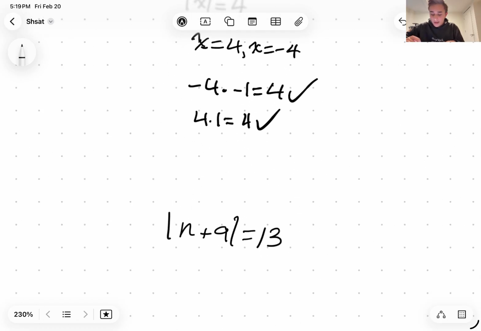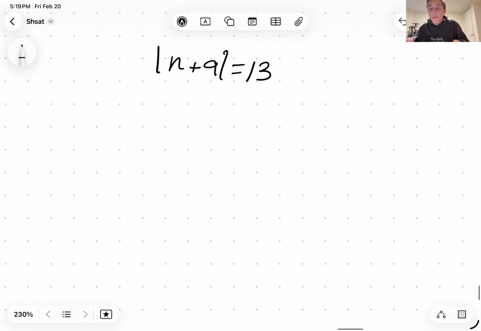Now we're going to look at a slightly more complicated equation. The absolute value of n plus 9 equals 13. So there are two possibilities for what n plus 9 could be. Either n plus 9 could be 13, or n plus 9 could be -13, because both 13 and -13 have an absolute value of +13.